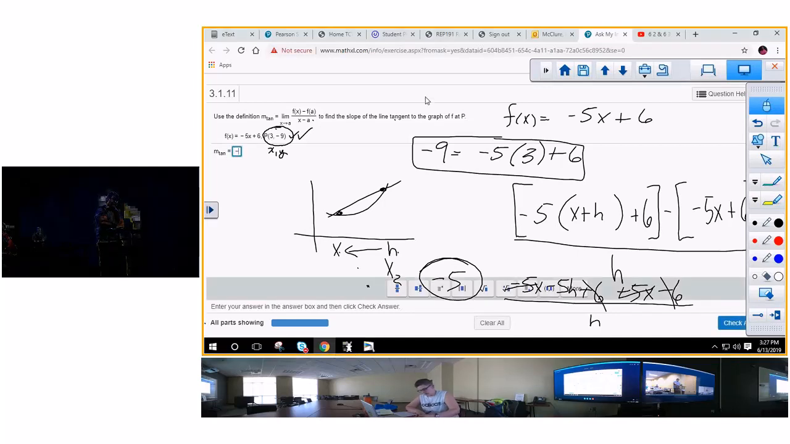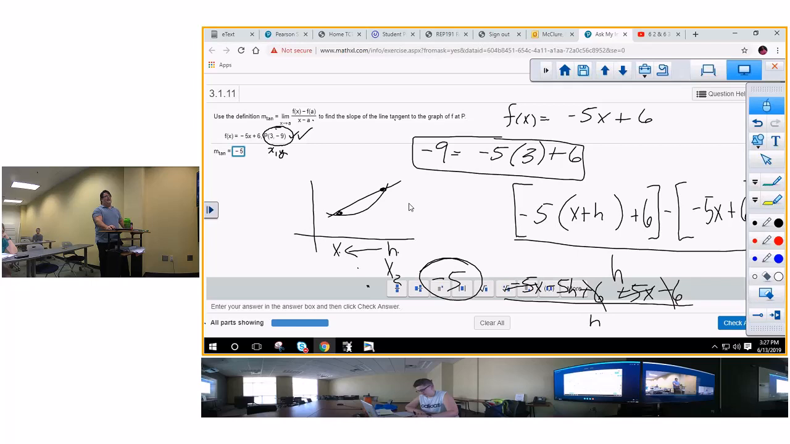Could you not gather though, from the original equation, it's negative 5? You don't know what the derivative is. Oh, I'm sorry, it's 3.3. You're in 3.1. See, in retrospect, you can go back and say negative 5. Yes. Okay, that's fine. The slope of the tangent line.